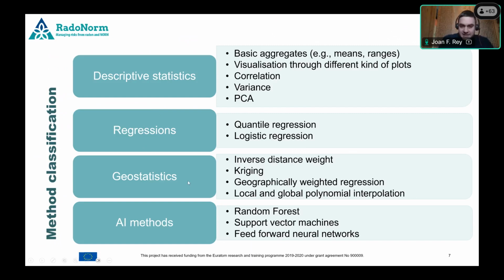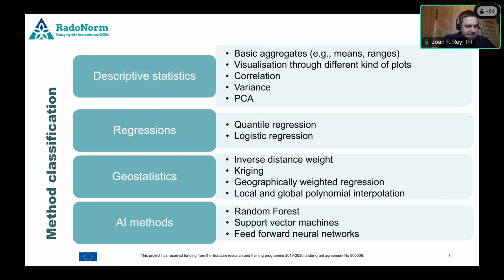Then we have the geostatistics. Lots of papers use geostatistics to assess indoor radon-prone areas. Here we have the inverse distance weighting, the kriging, the geographically weighted regression, and the local and/or global polynomial interpolation.